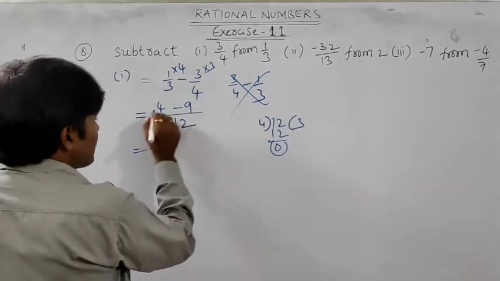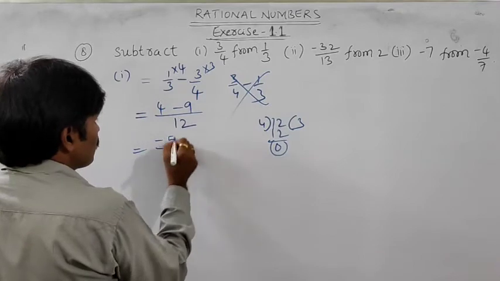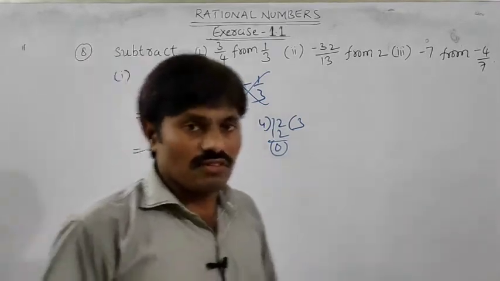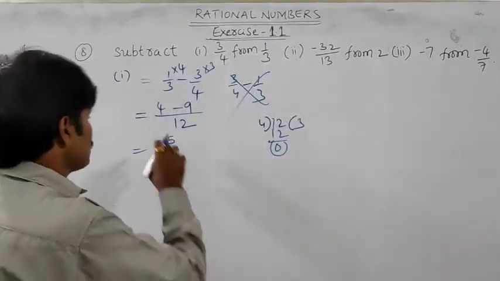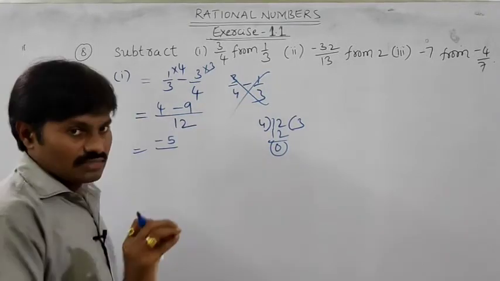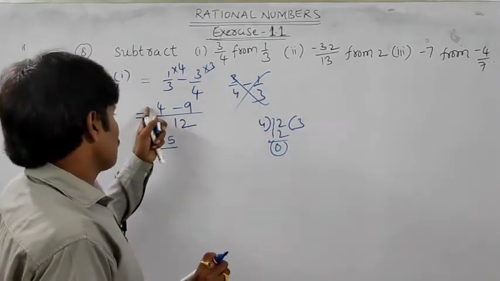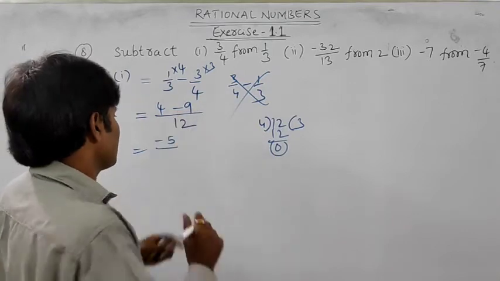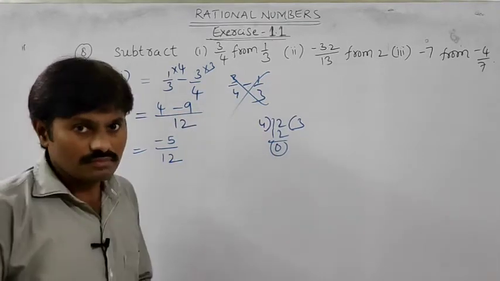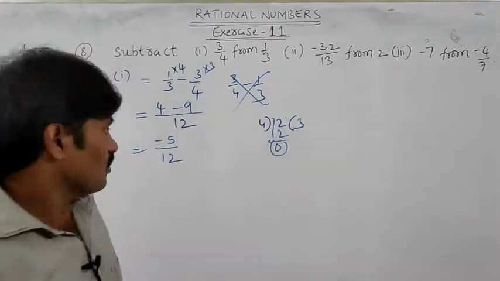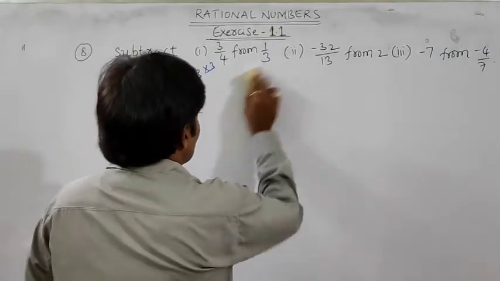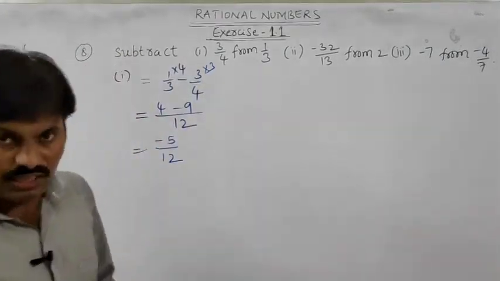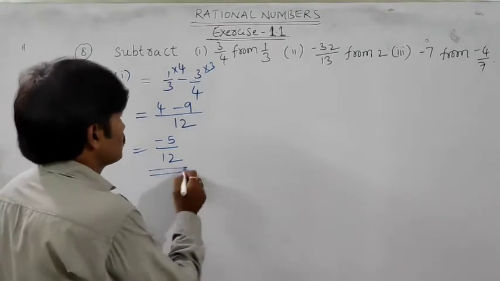So here, 4 minus 9 is how much? Minus 5. Here is a difference sign, so we will subtract first. If we subtract 4 from 9, we will get 5. But the sign of 4 is positive, the sign of 9 is negative. So minus 5 by 12. Minus 5 by 12. Okay, clear. If possible, you simplify, otherwise leave it.